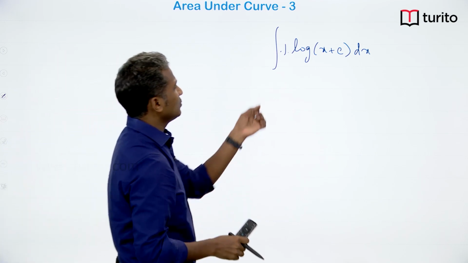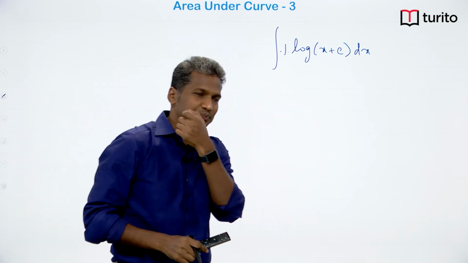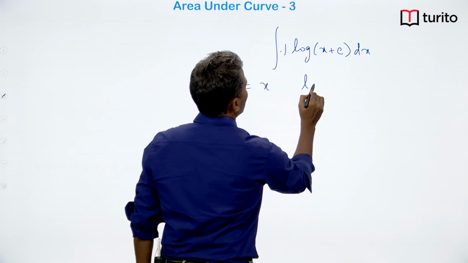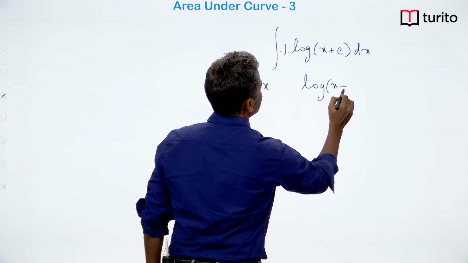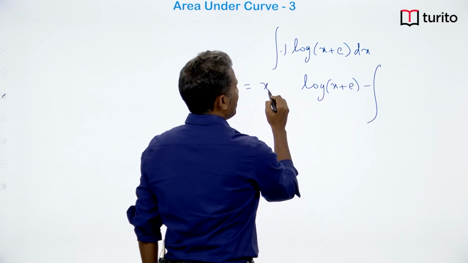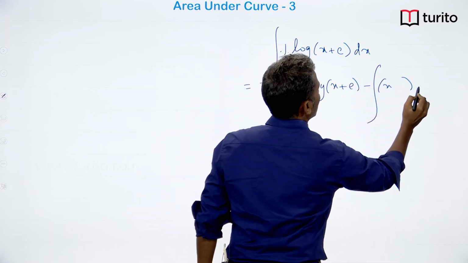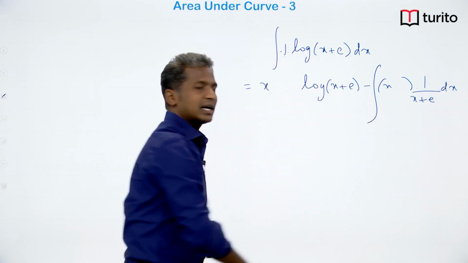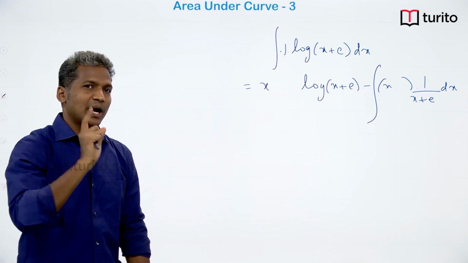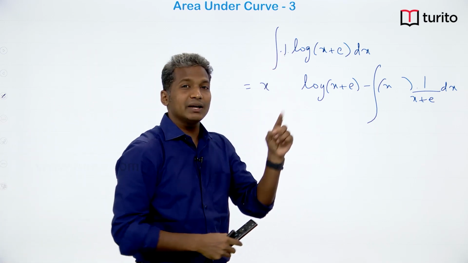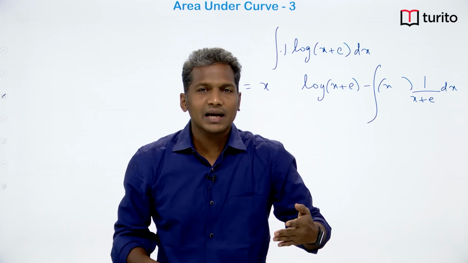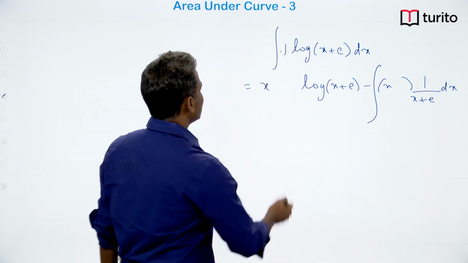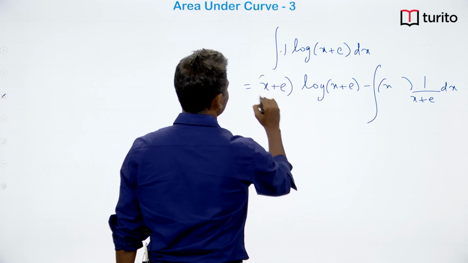So here I will do a very simple, smart idea. When I integrate 1, I generally get x, and into log of (x plus e) minus, we keep this function x here and differentiate log of (x plus e) and then integrate again, right. This is our method. But when I am integrating 1, I can get x, I can get x plus any constant also. So what I will do is I will take e here.